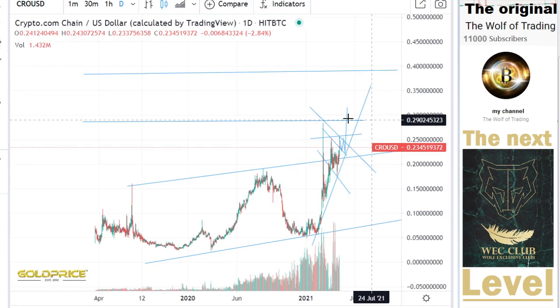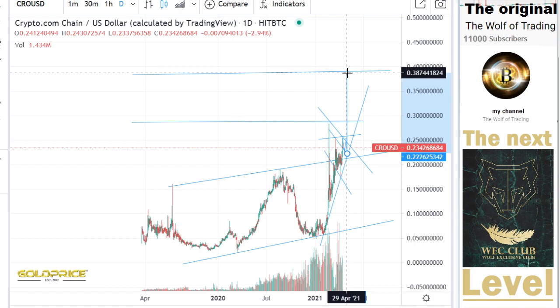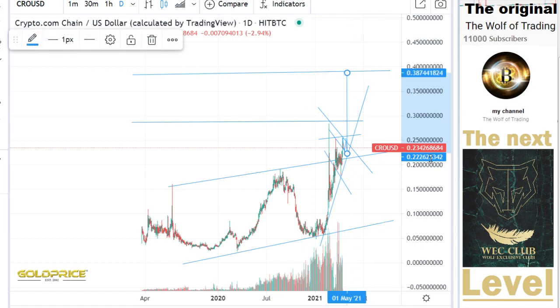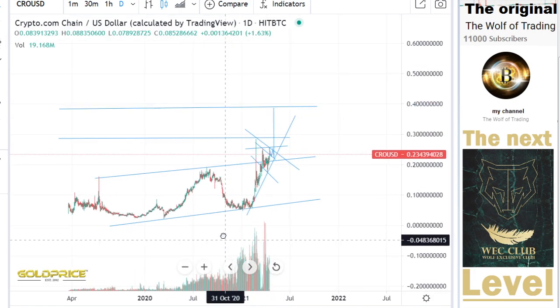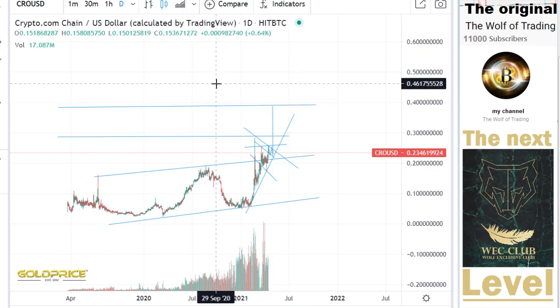Because if we can break this at 30 cent, we will go to 40 cent. And if the 40 cent is fulfilled, then we go even more to the top side. Yeah, let's look.